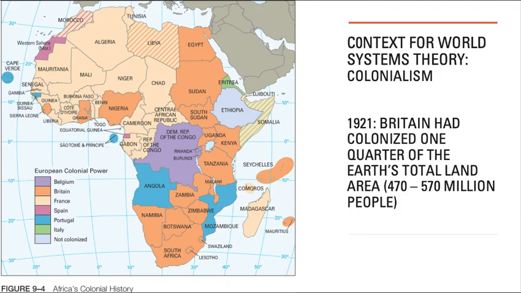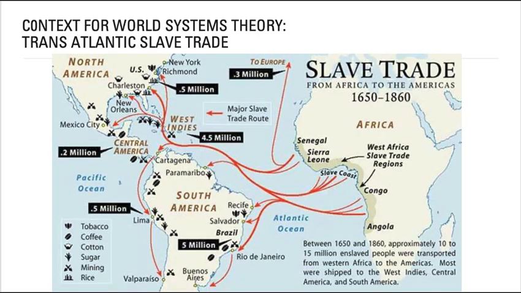World systems theory also takes into account the history of the transatlantic slave trade, which began roughly around 1500 and continued until at least 1860. During this time, more than 15 million people were enslaved and transported from Western Africa to the Americas. And these trade routes were also transporting food and substances, as you can see here, like tobacco, coffee, cotton, sugar, and rice. And it's this historical context that's the background for world systems theory.